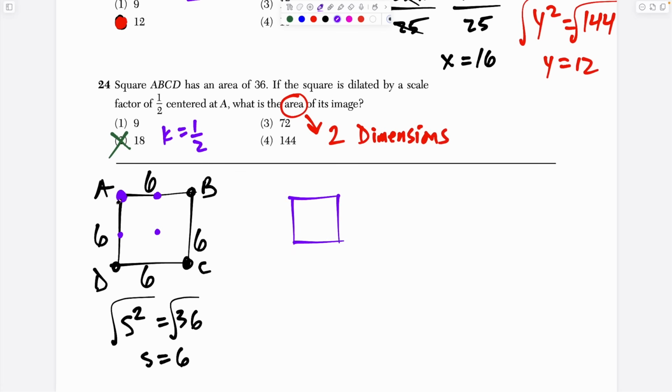So the new square, though, the side lengths are going to be 3. So the area is not going to be 18. The area of the new square is going to be equal to 3 times 3, which is equal to 9. And we're going to get choice 1.